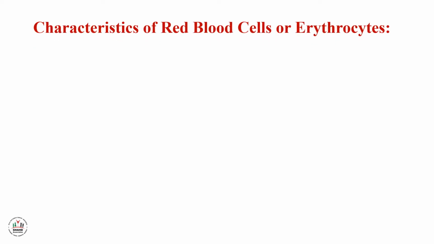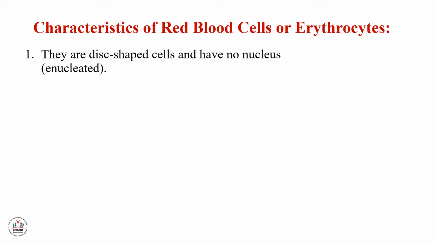Now we will talk about characteristics of red blood cells or erythrocytes. First, they are disc-shaped cells and have no nucleus, enucleated cells.